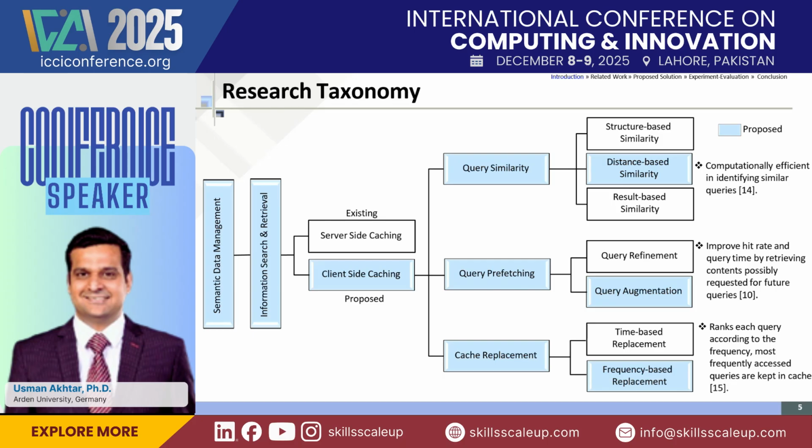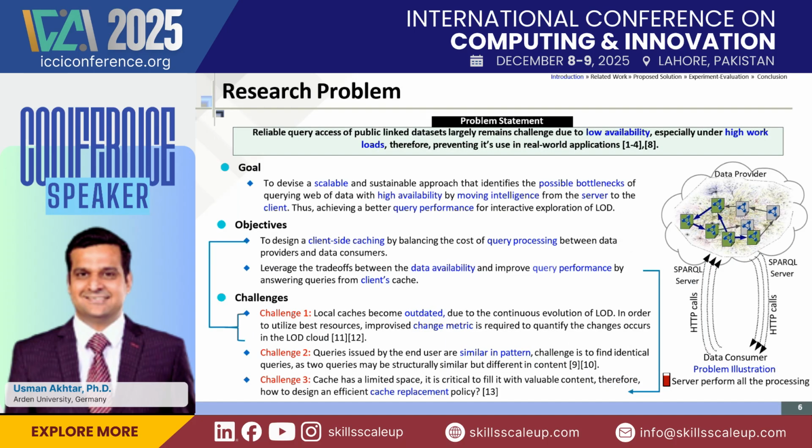So this is basically a problem of information retrieval or information search. And instead of relying on server-side caching, I propose the idea of client-side caching. And this is how this idea goes further into the similarity matrix, because I want to capture the data that are changed. So I have proposed this approach of change matrix. And to optimize the query, I propose this query augmentation, and also to optimize the cache, instead of time-based replacement, I propose something called frequency-based replacement.